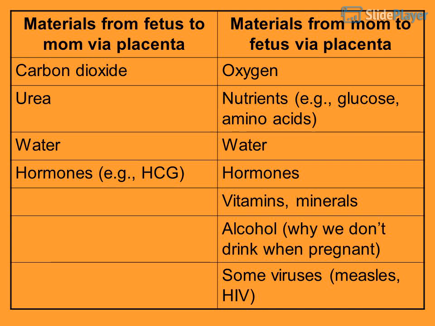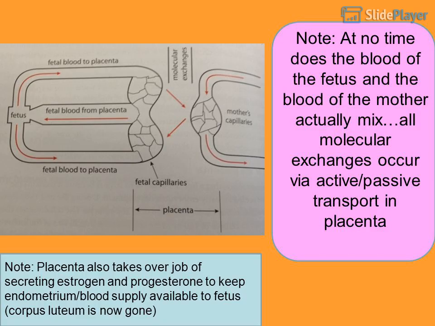Some viruses, measles, HIV. Note, at no time does the blood of the fetus and the blood of the mother actually mix, all molecular exchanges occur via active/passive transport in placenta. Note, placenta also takes over job of secreting estrogen and progesterone to keep endometrium/blood supply available to fetus. Corpus luteum is now gone.